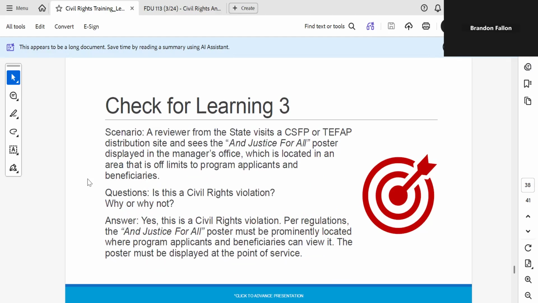Scenario 3. A reviewer from the state visits a TFAP distribution site and sees the And Justice for All poster displayed in the manager's office, which is located in an area that is off limits to program applicants and beneficiaries. Question: is this a civil rights violation? Why or why not? Answer: yes, this is a civil rights violation. Per regulations, the And Justice for All poster must be prominently located where program applicants and beneficiaries can view it. The poster must be displayed at the point of service.